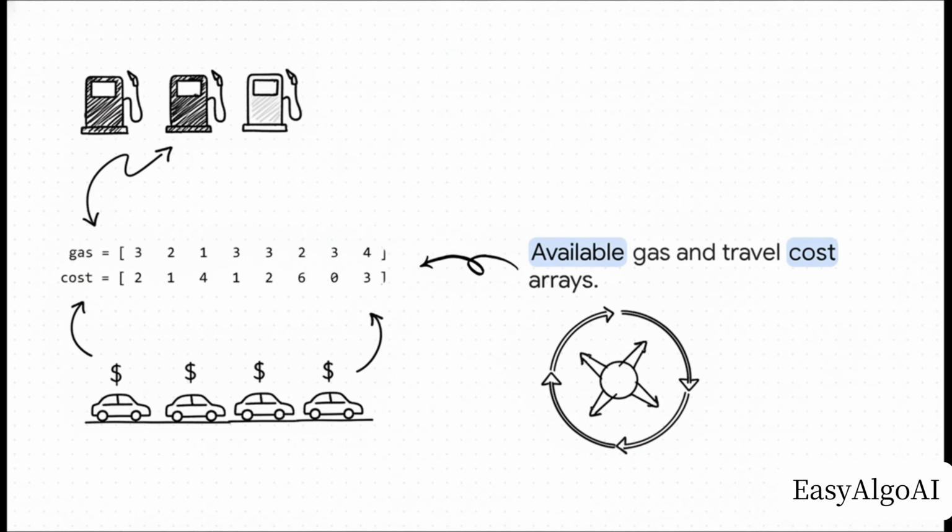Picture what we're starting with here. We've got two distinct arrays staring back at us. One array represents the gas we gain at each specific station, and the corresponding array directly below it represents the exact cost to move from that station to the next one. But honestly, trying to look at them separately makes it really hard to see the matrix, so to speak.